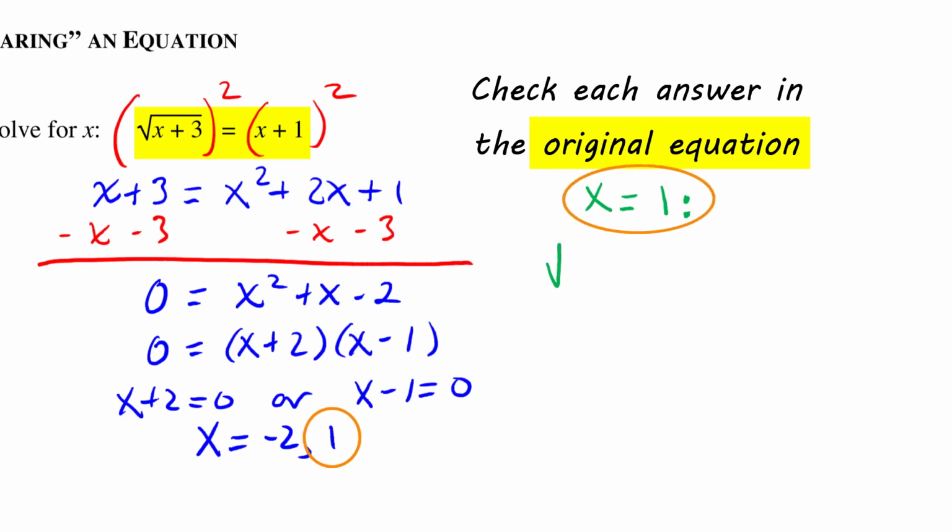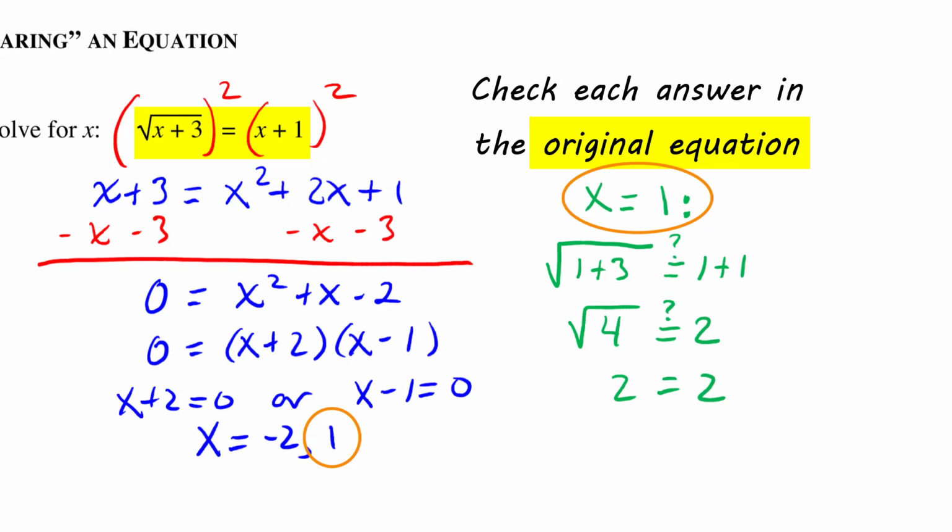So when x is equal to 1, we put 1 into the original equation with the square root of 1 plus 3, and we want to know, does that equal 1 plus 1? Well, that's the square root of 4 equals 2, at least we hope it is. 2 equals 2, yeah, that's true.